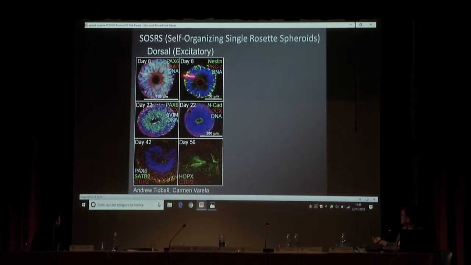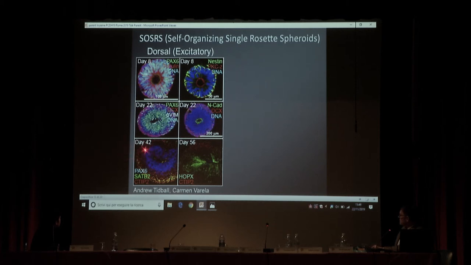And if he patterns them toward an excitatory fate, they have this single apical lumen that labels with luminal markers like N-cadherin and PKC. The stem cells express nestin and PAX6. This is day eight. By day 22, they start making immature neurons labeled with doublecortin. You can see the N-cadherin in the middle of the doublecortin, the new neurons are on the outside.